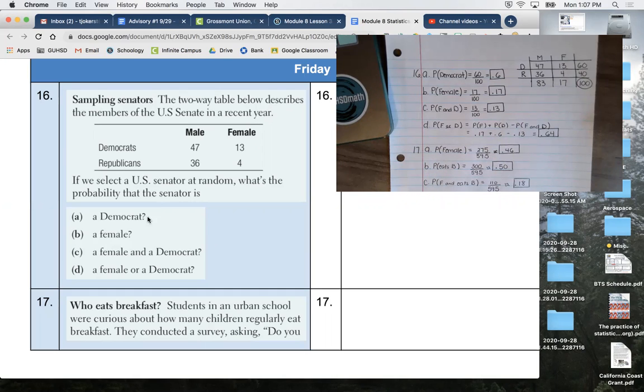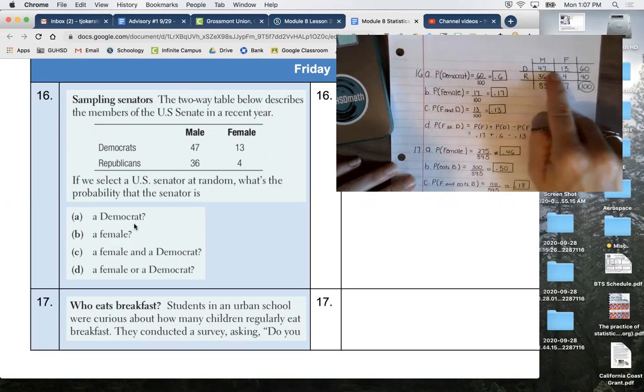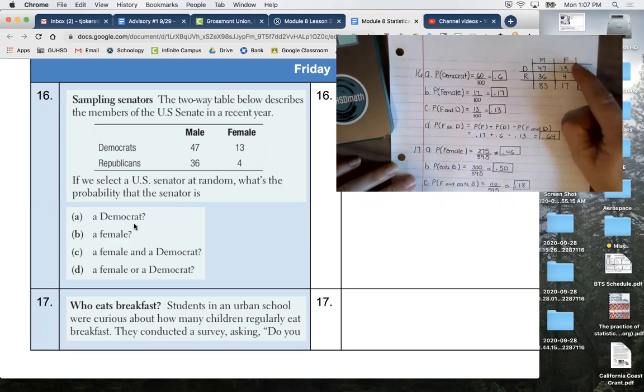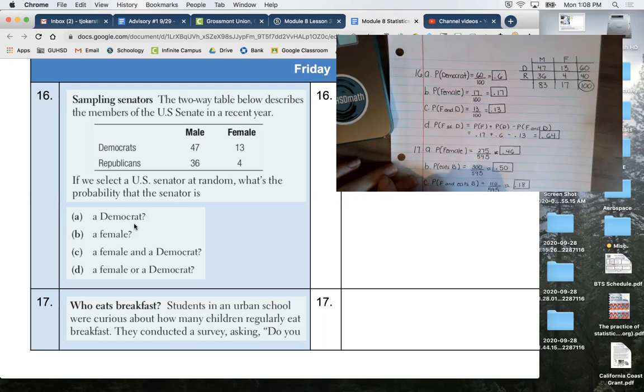So it says, what is the probability that we get a Democrat? Well, the probability that we would get a Democrat is right here. How many Democrats do we have? Following this all the way over, we have 60 total Democrats out of 100. 60 out of 100 is 0.6, that is the probability.